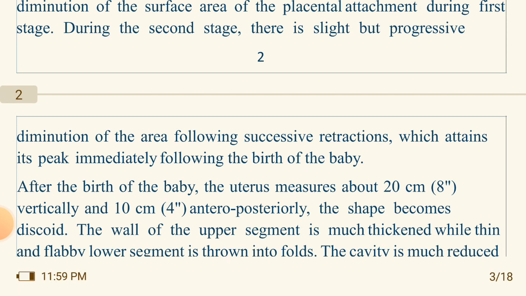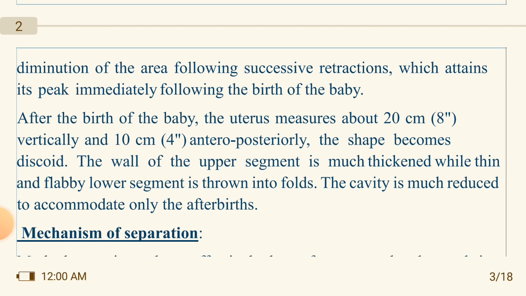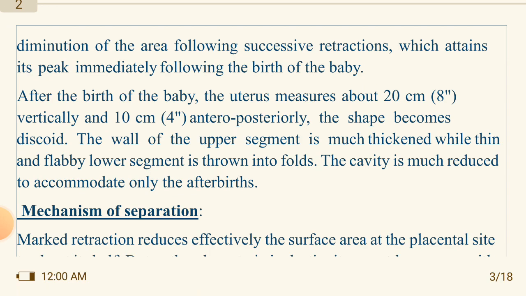After the birth of the baby, the uterus measures about 20 cm vertically and 10 cm anteroposteriorly, and the shape becomes discoid. The wall of the upper segment is much thickened, while the thin and flabby lower segment is thrown into folds, and the cavity is much reduced to accommodate only the afterbirth.